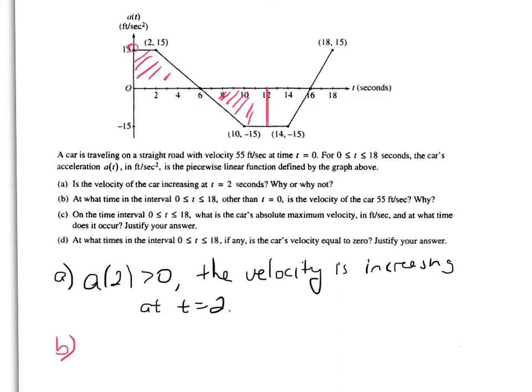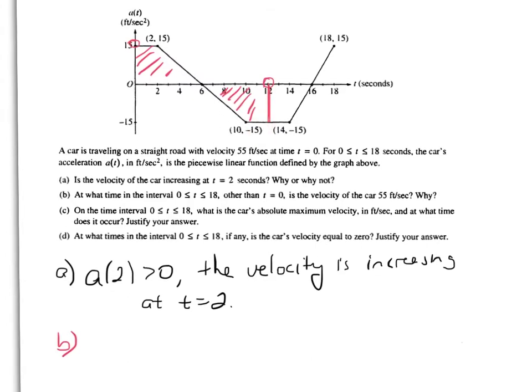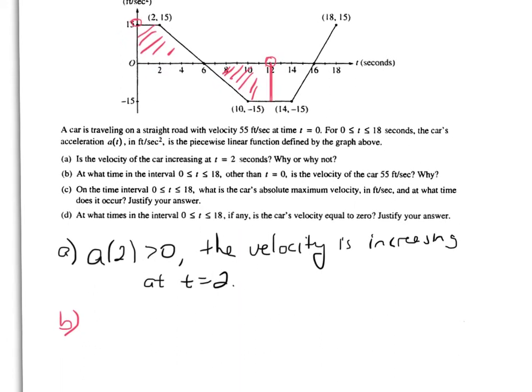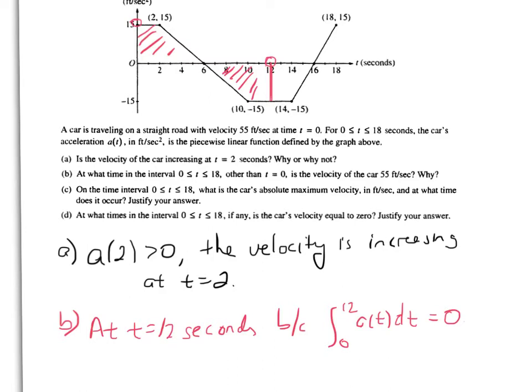So I would say that the car is going at 55 feet per second at t equals 12 seconds because our velocity function has decreased back down to its starting point. Now there are a few different ways to justify your answer. You can write out in words something along the lines of what I just said. I kind of like to make things simple and say that this is happening at t equals 12 seconds, and it's because if we took the integral from 0 to 12, we would get 0, meaning that there's 0 change in the velocity.